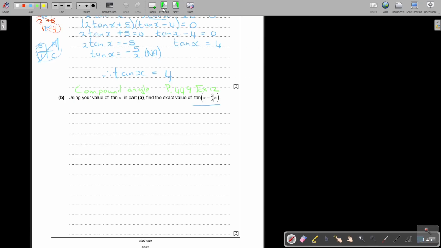Okay, so let's first write it down. I always like to do that. Now I'm going to use that compound angle. So it's going to be tan x plus tan 3/4 pi over 1 minus, it's the minus row, tan x tan 3/4 pi.